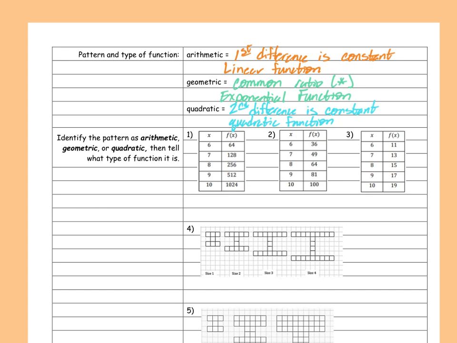So for the first difference to be constant, that means they're all the same number, right? It has a difference that's the same every time, or a common difference, right? So for the second difference to be constant, it means, so like if I go back here.